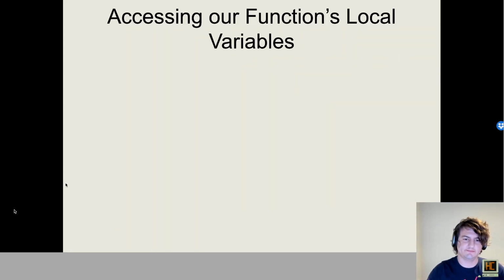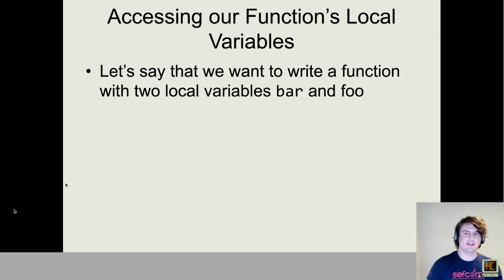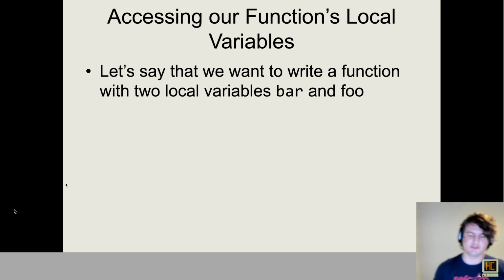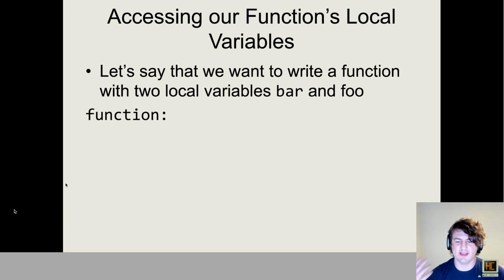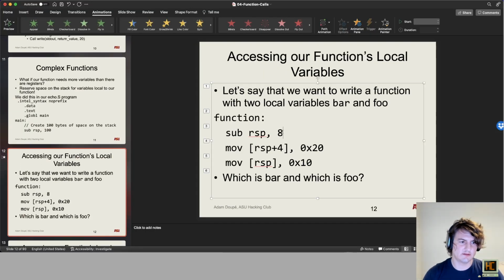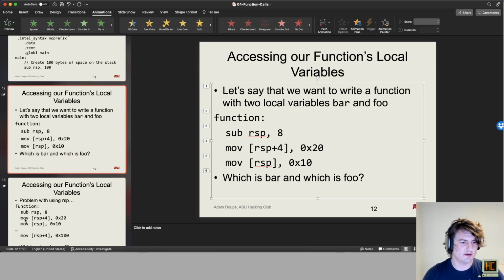All right, cool. So now we're back here. Now we want to access our function's local variables. Let's say that we want to write a function with two local variables, bar and foo. Rather than worrying about what register they're in, we'll just write this. We'll use a label, x86, we'll call something a function. The first thing we're going to do is subtract 8 from RSP. And I just realized that is not enough space.